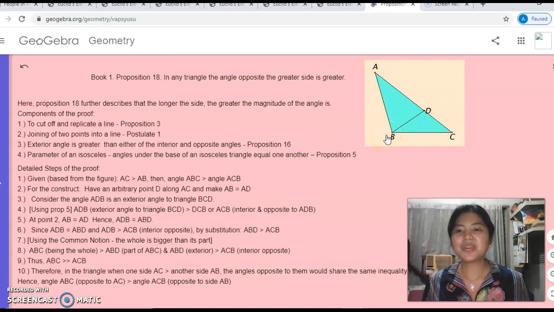Therefore, in any triangle, when one side like AC here is greater than the side AB here, the angles opposite to them would share the same inequality. Hence, angle ABC, which is opposite the longer side AC, is greater than the angle ACB, which is the angle opposite the shorter side AB. So that concludes the discussion of Proposition 18.